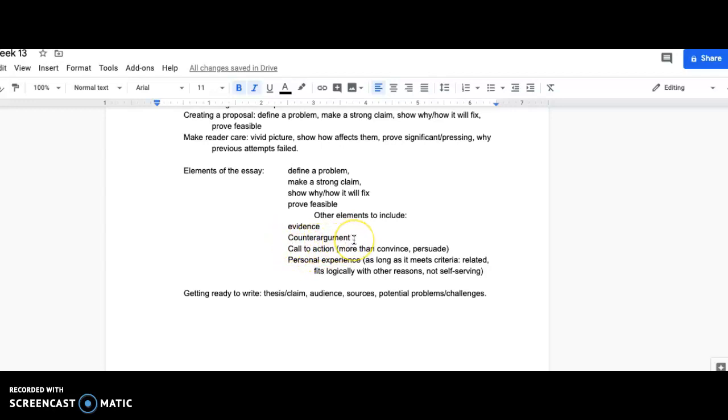Remember, counter argument always goes near the end of the essay, because you want to really establish your case before you start arguing what other people might counter with, right? What they might oppose with.